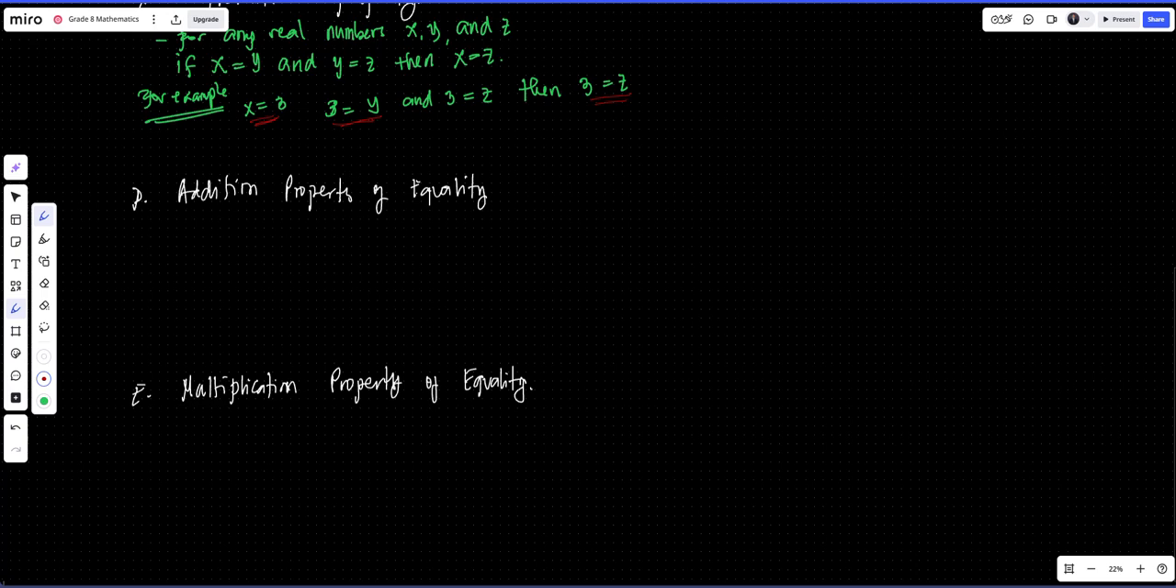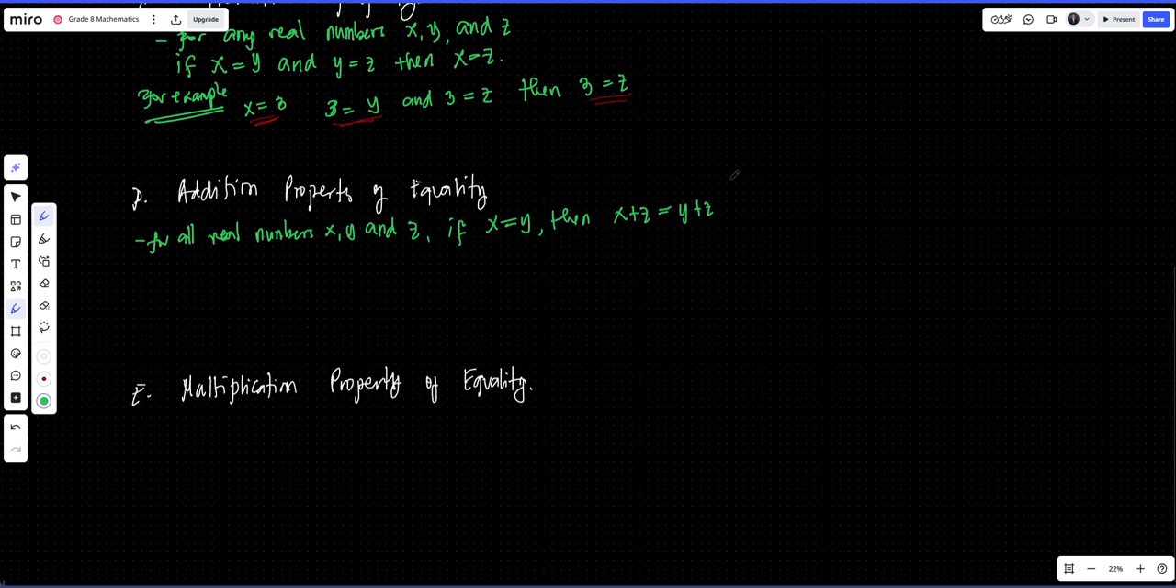For all real numbers x, y, and z, if x is equal to y, then x plus z is also equal to y plus z.